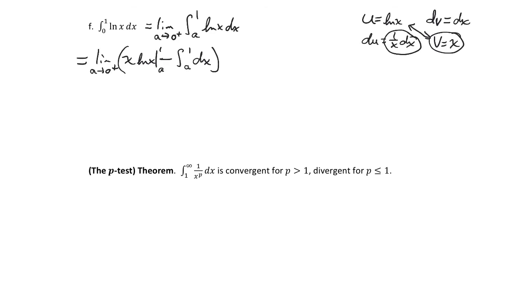Okay, so let's do the first guy, x natural log of x. This is the limit as a approaches 0 from the right. When x is equal to 1, we get 1 times the natural log of 1. We just discussed it, that's 0, minus 1, or a, times the natural log of a. And now we're going to evaluate the integral of dx. We need a function whose derivative is just 1, and that would be x, evaluated from a to 1.